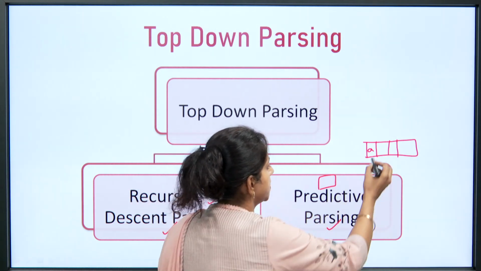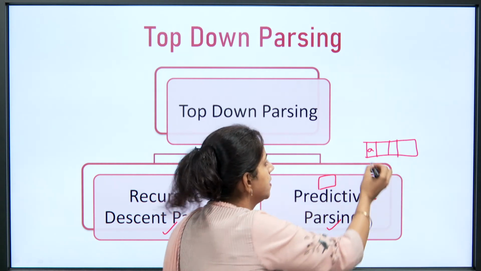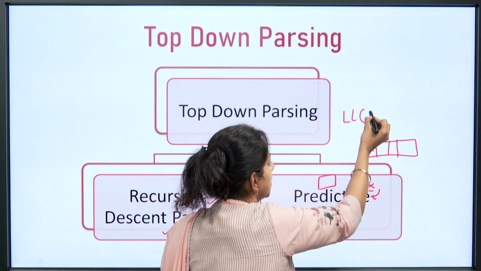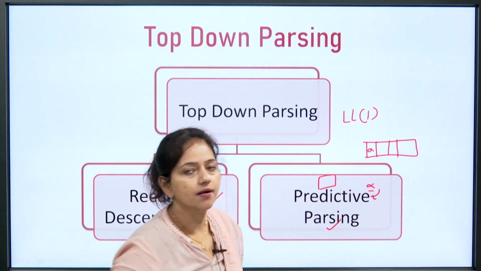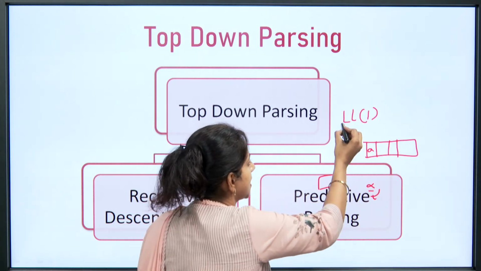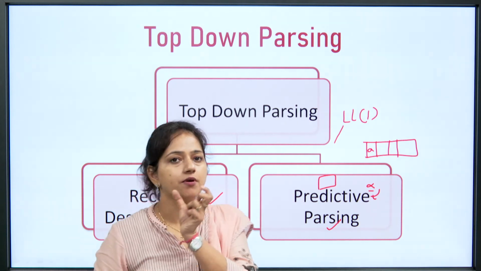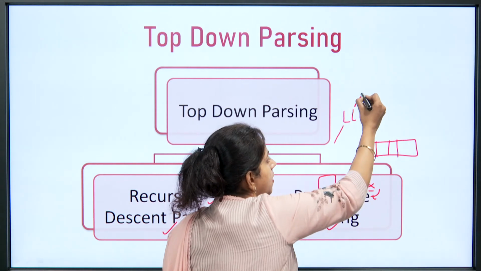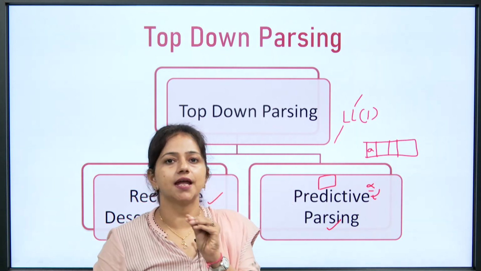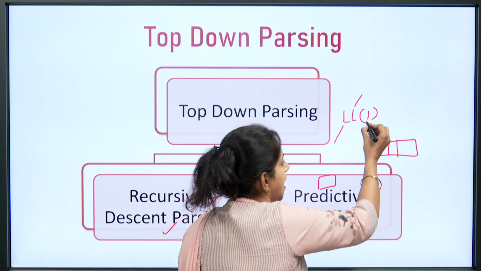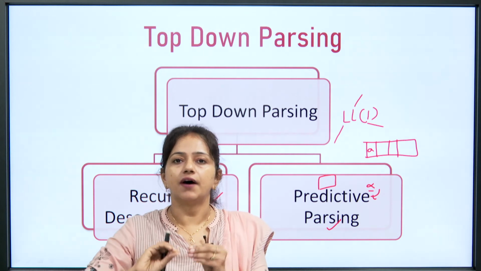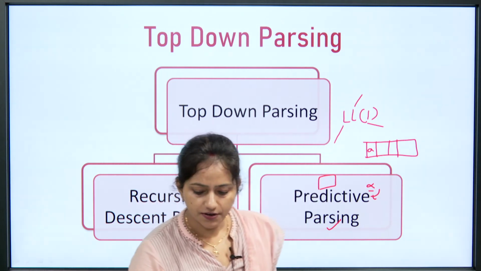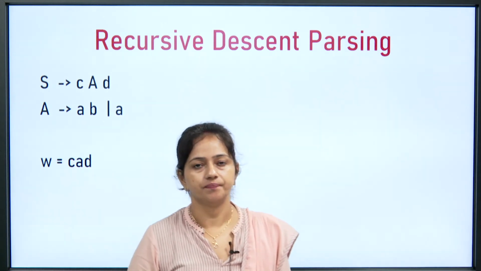So, here suppose we are seeing only one symbol at a time, one symbol ahead. So, we can say we are talking about LL1 grammar. In LL1, the first L stands for scanning the input string from left to right, the second L stands for obtaining the leftmost derivation, and 1 stands for looking at one symbol ahead of the input tape. So, we will focus on LL1 grammar.